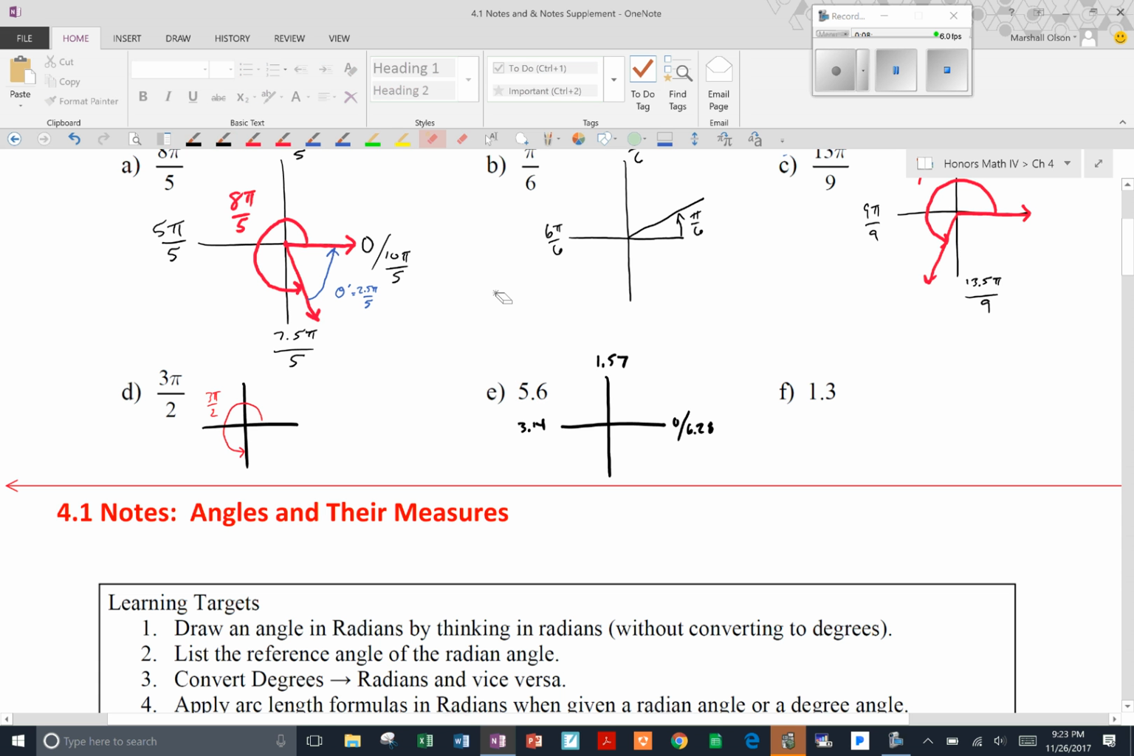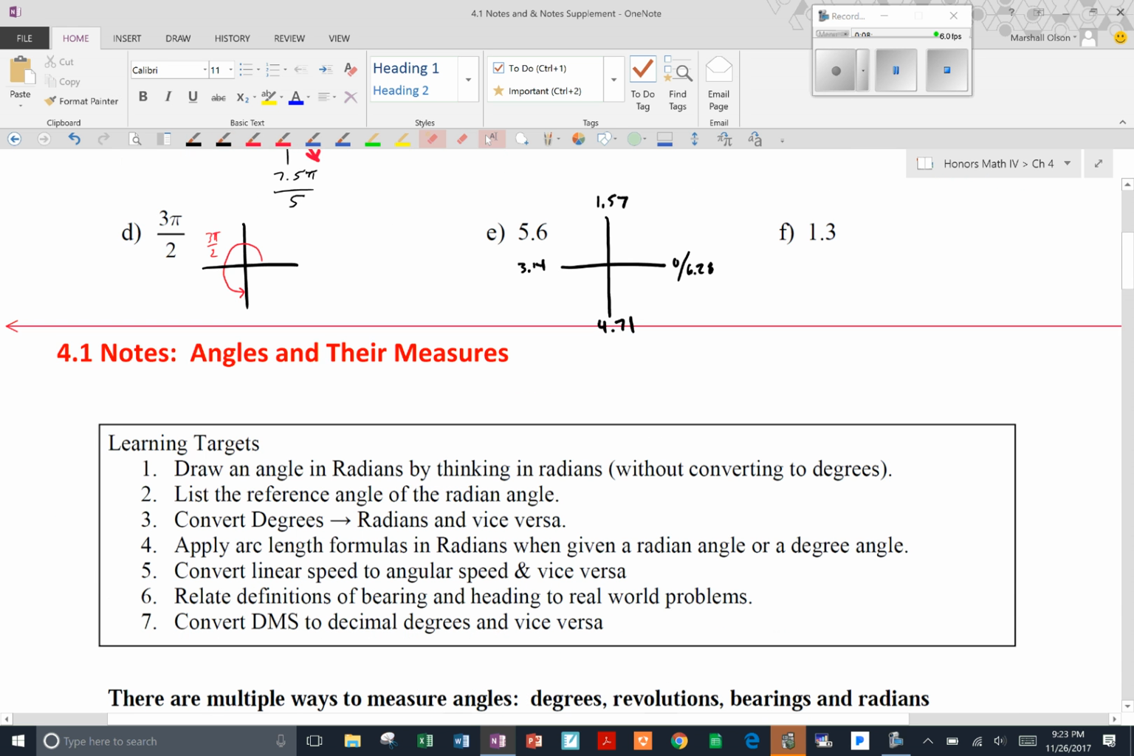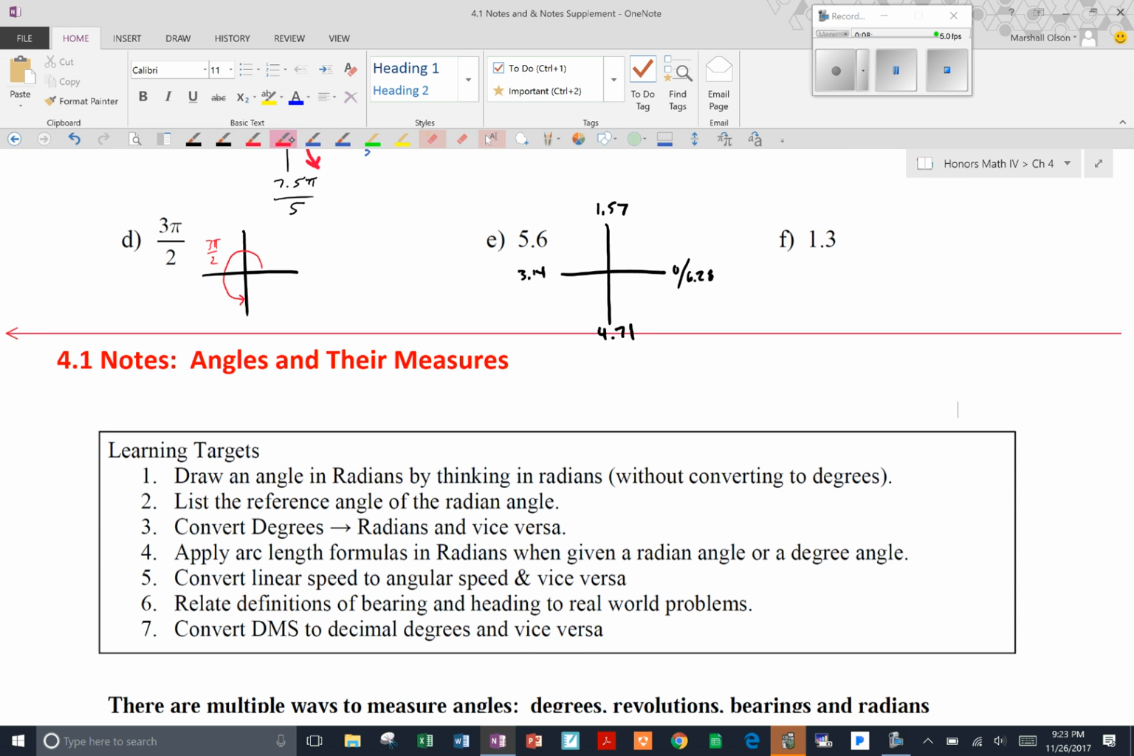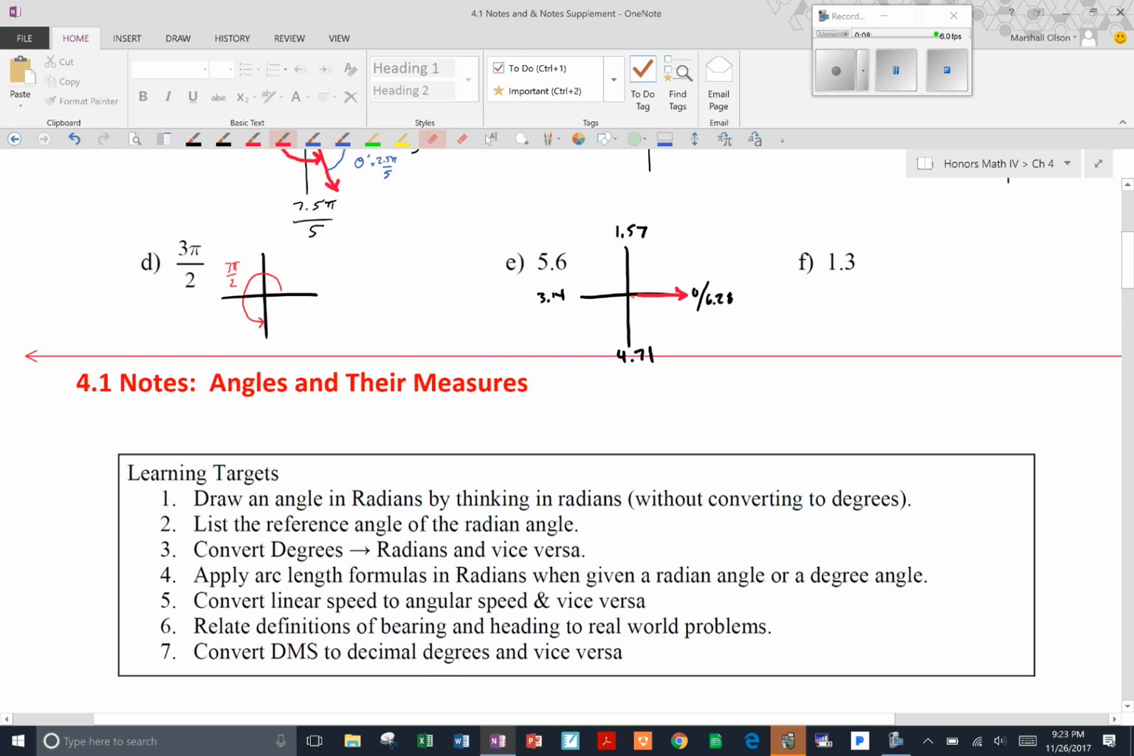5.6 is. If we add these two things together, we can easily figure out what is equivalent to 3 pi over 2, 4.71. So 5.6 is somewhere between 4.7 and 6.28. It's going to be right about in here. And for our sketch, that's good enough.